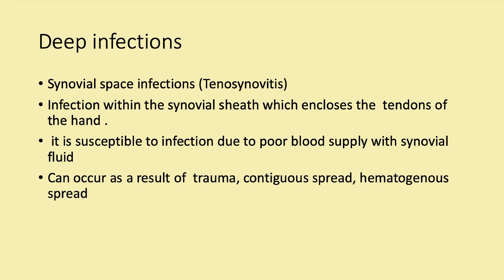With infection, there is increased pressure within the synovial sheath, and compression of the capillaries, venous and arterial supply, which leads to ischemia, and that can lead to necrosis and thrombosis of the affected hand. So definitely this is a surgical emergency that requires intervention in order to prevent permanent disability. It usually occurs as a result of trauma, although contiguous spread from adjacent infections in the hand may also cause it. More superficial infections which have not been addressed can spread to deeper tissues. It can also be a result of hematogenous spread from distant infection.